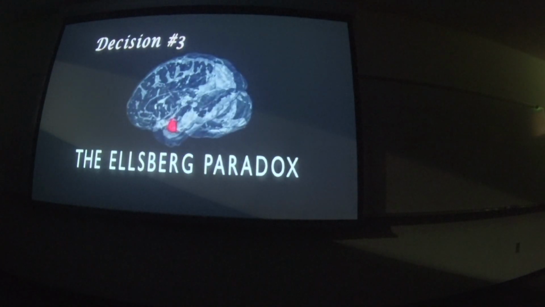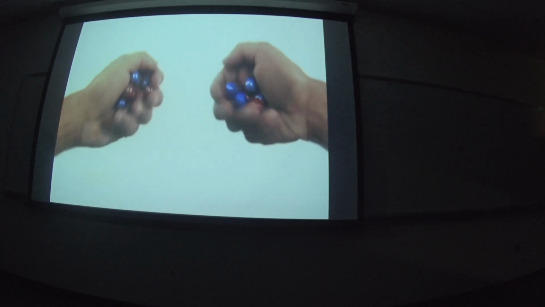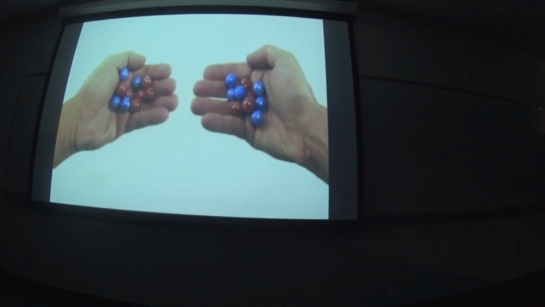One of the things we're interested in neuroeconomics is risk. So one of the tools we use to study it is something called the Ellsberg paradox, which is an experiment devised by Daniel Ellsberg in the 60s. And Ellsberg was interested in people's willingness to gamble in the face of known or unknown odds. Two fists. Each contains red and blue marbles. You must gamble on what color marble you will draw.